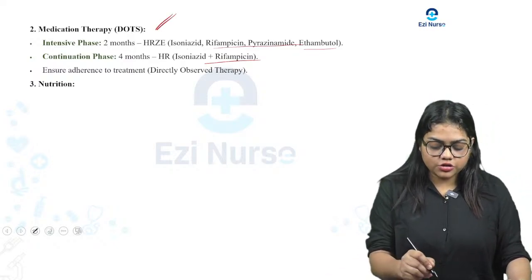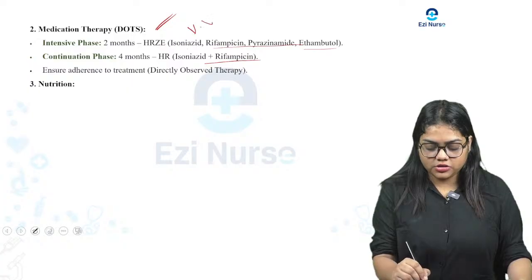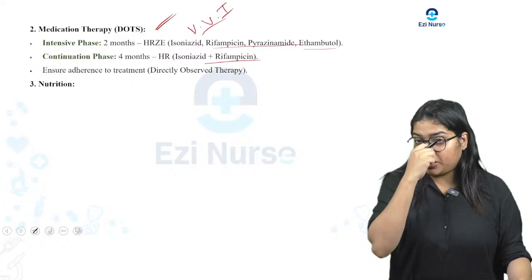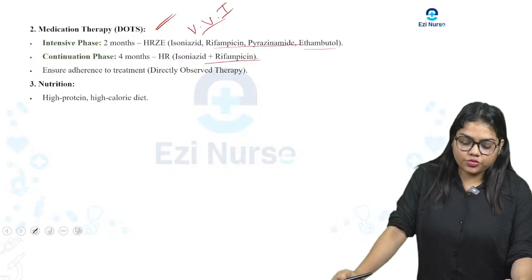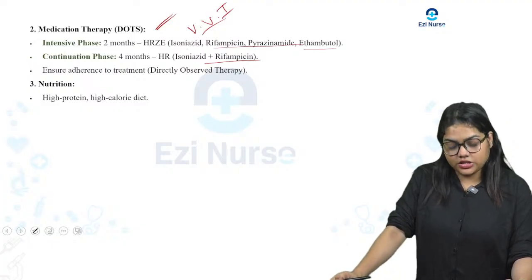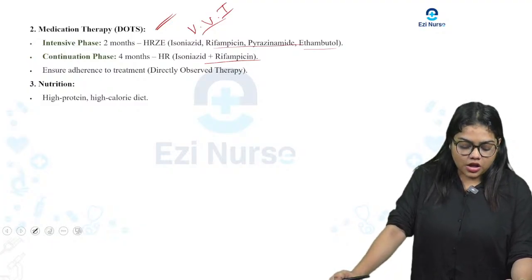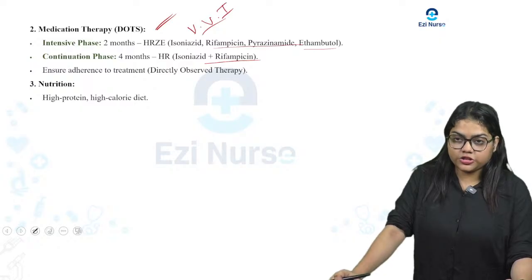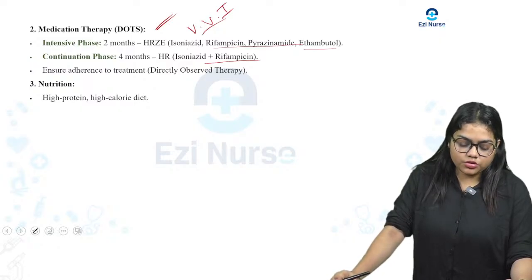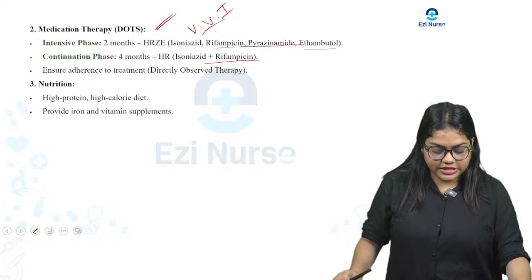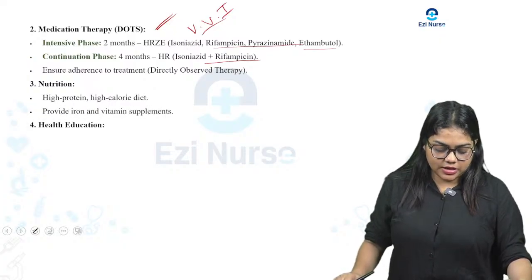And this is also a 2 marks question. This is very important. Okay, 2 marks question, 1 mark question also it can come. Then nutrition for the patient with pulmonary tuberculosis. Okay, we have to provide the high protein, high calorie diet. We have to provide iron and vitamin supplements.